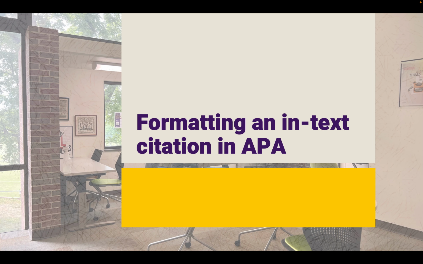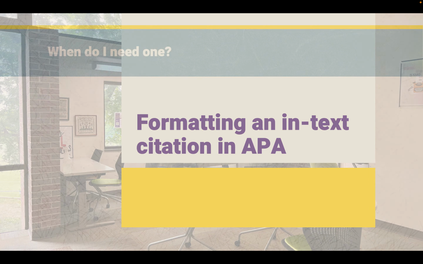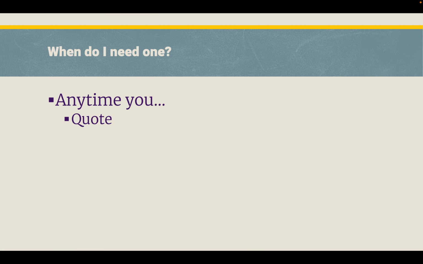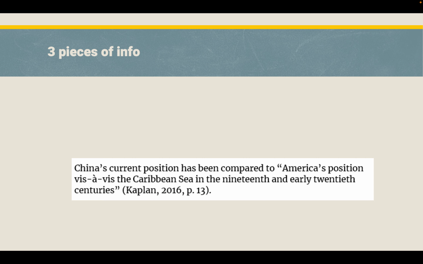So as I said, an in-text or parenthetical citation needs to be provided anytime you quote, you paraphrase, or you discuss a source in your text. Even if you're not directly quoting, you still need to provide a parenthetical citation, even if you're just summarizing or referring to a source indirectly. To do it, you generally need 3 pieces of information. You need the last name of the author, you need the year that the source was published, and if you're directly quoting from the source or referring to a piece of information that you found on a specific page, then you need the page number.